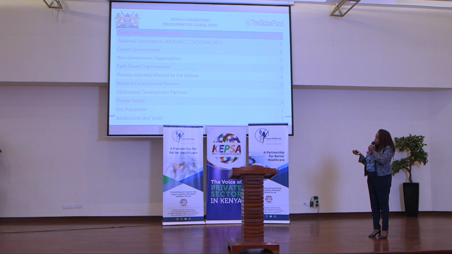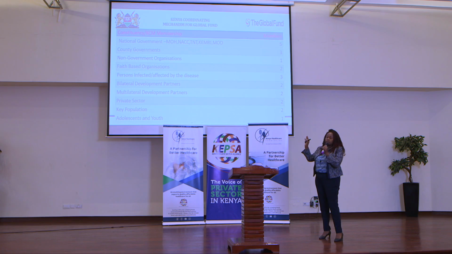We have the NGOs, and they have a member. We have FBOs. We have people living with disease. So across the 3 diseases, we have constituencies. We have development partners, both bilaterals and multilaterals. And then we have private sector, and in private sector, we have formal and informal private sector. So KHF sends 1 representative representing formal private sector, and then the informal private sector sends 1 representative. And then we have key populations and adolescents and youth.